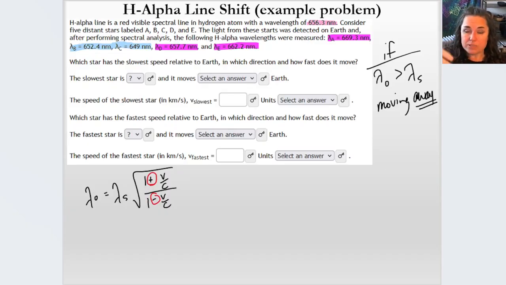If it's the opposite, I can switch. If they're moving towards each other, I put a negative in the top and a positive down in the bottom. So what we need to do, you can already answer. It moves, select answer. Is it moving towards or away, right? You can answer those. But it actually wants us to calculate values for those speeds.